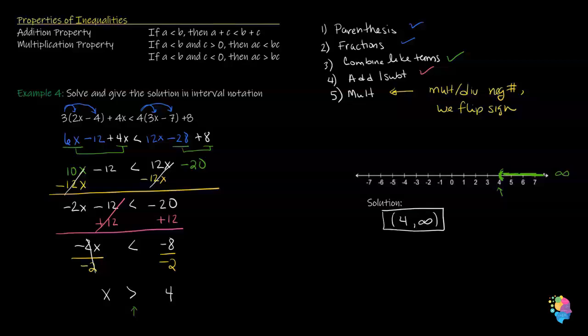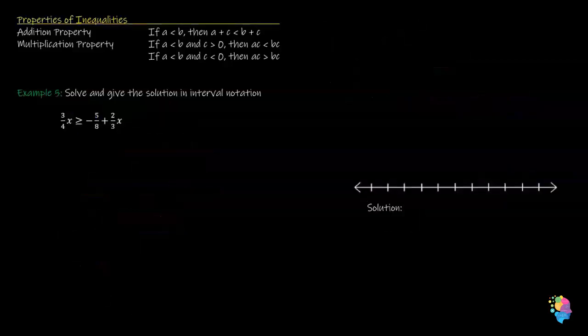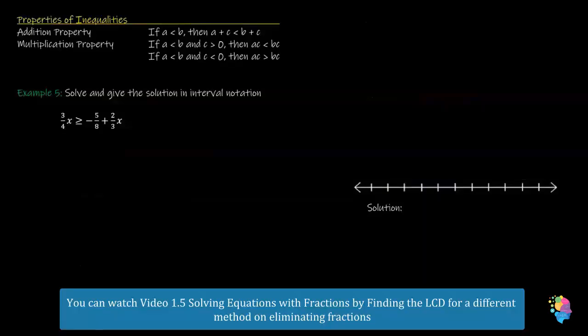Let's try one last example. Let's try example 5. Since there are no parentheses here, we'll begin with a fraction. We're just going to multiply every single term by every single different denominator, and this will give the same result as if we had found the LCD.